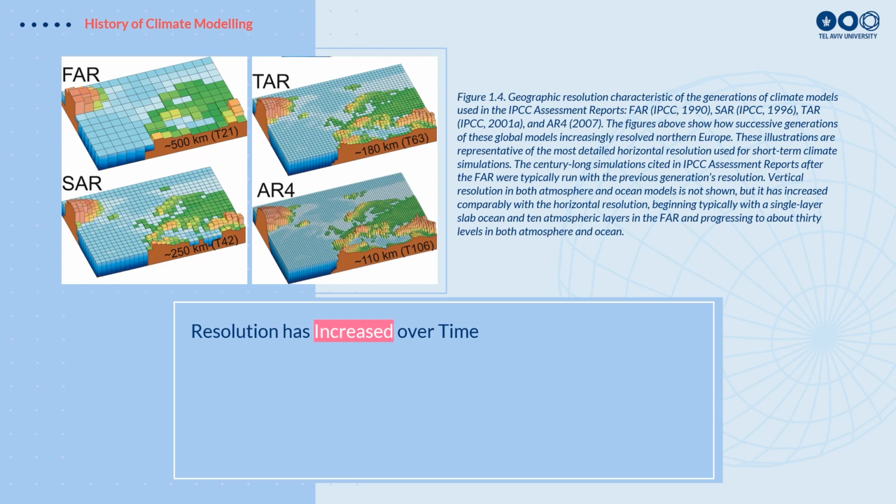You can see for the AR4, we can start to see the topography in Europe. You can start to see England and the Alps, whereas in the first report, you wouldn't really know where we're looking on the planet because of the coarse spatial resolution.